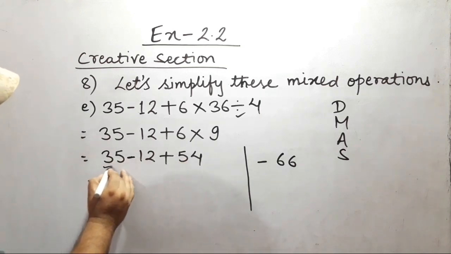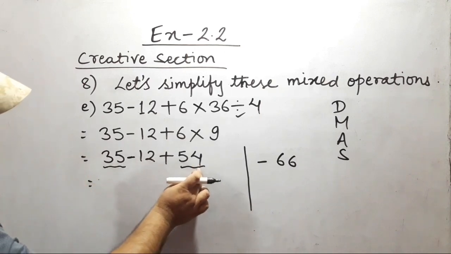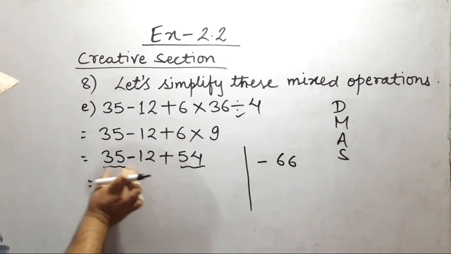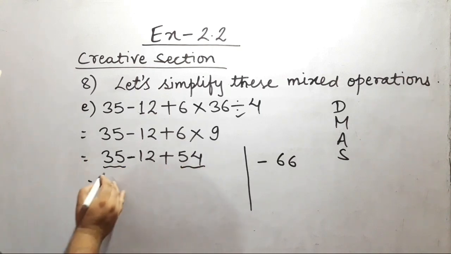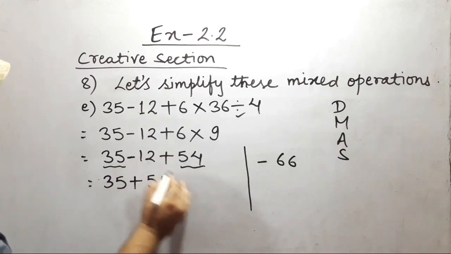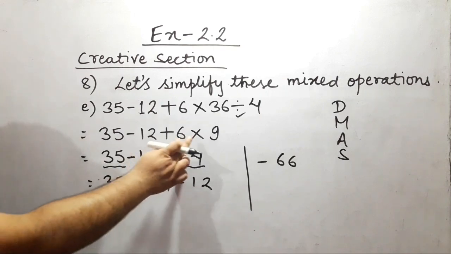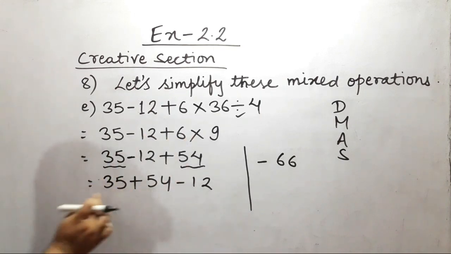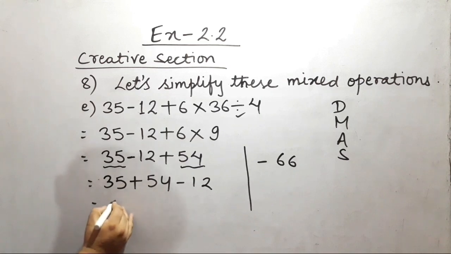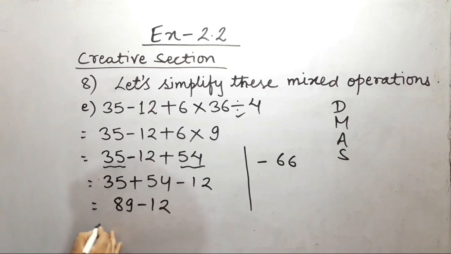Let's collect the positive signs. 35 has a plus sign, 54 has a plus sign. So let's collect these two numbers having plus sign. 35 plus 54 minus 12. Now after multiplication, we should do addition. 35 plus 54, 89 minus 12, 77.